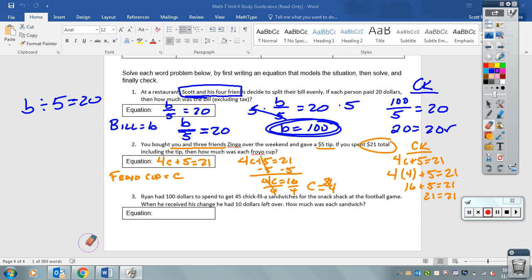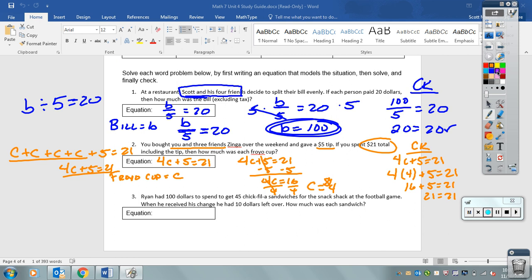The other way you really could have thought about this problem was if it was you and 3 friends and they each got a cup. So this C represents my cup. This C represents my friend, my second friend, my third friend, plus the $5 tip. That added to be 21. Well, C plus C plus C plus C, this is 1C plus 1C plus 1C plus 1C, that's 4C plus 5 equals 21. It's the same equation.